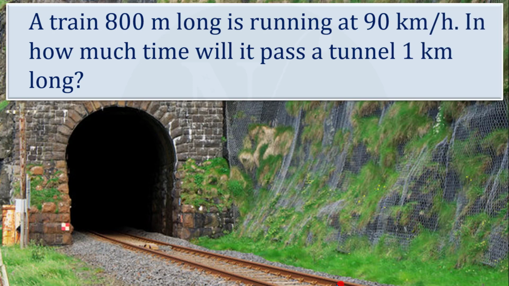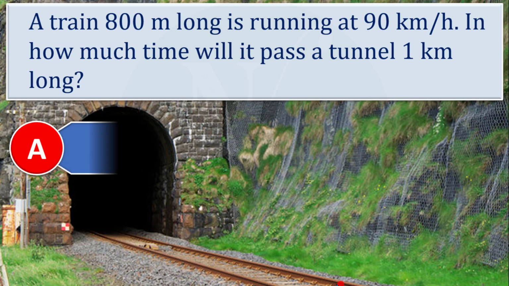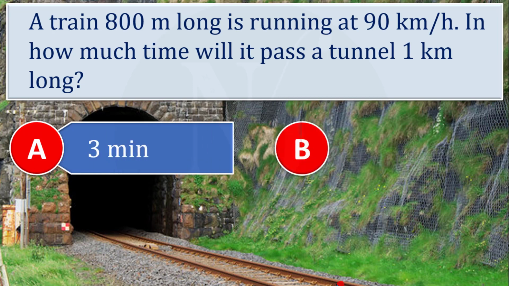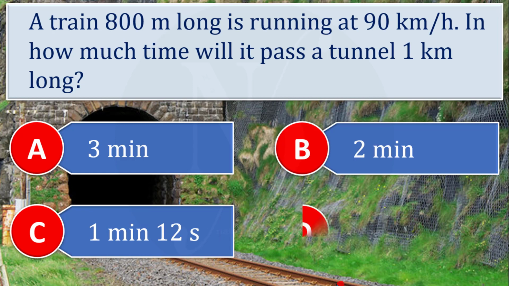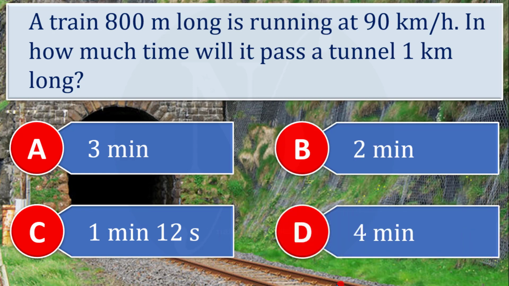A train 800 meter long is running at 90 km per hour. In how much time will it pass a tunnel 1 kilometer long? 3 minutes, 2 minutes, 1 minute 12 seconds, 4 minutes.